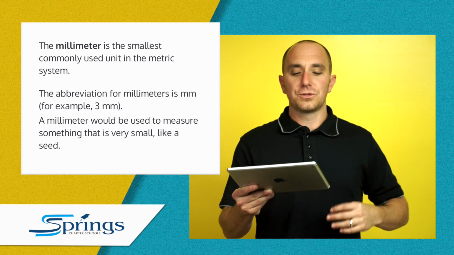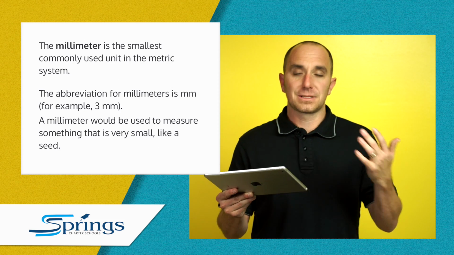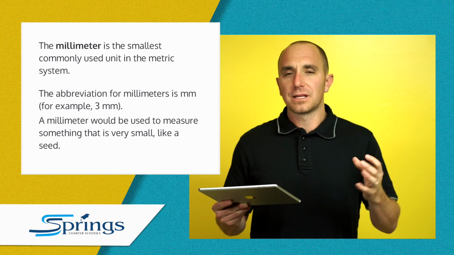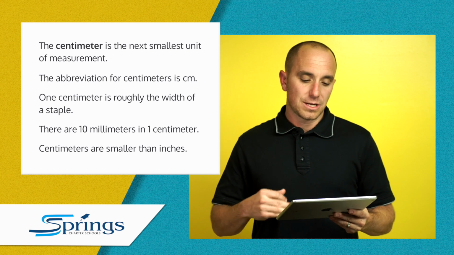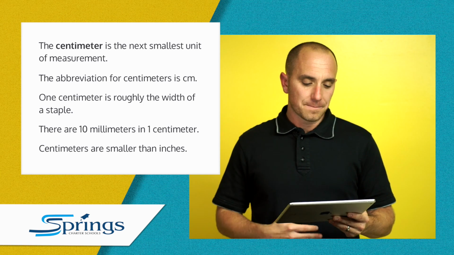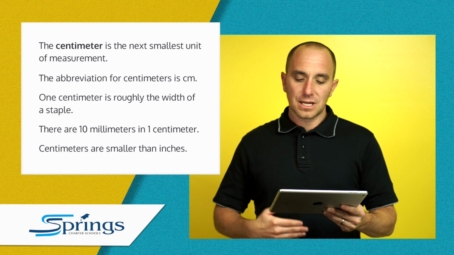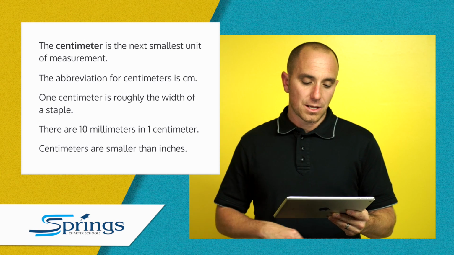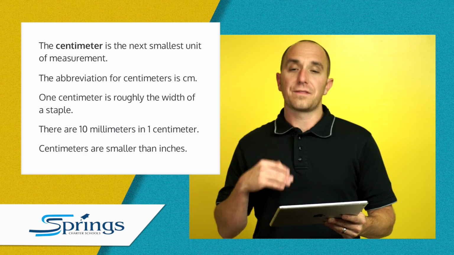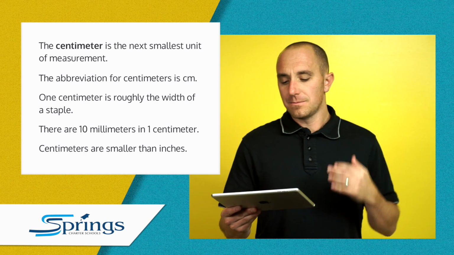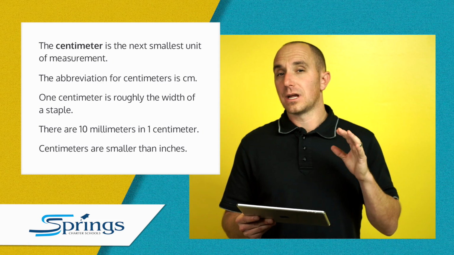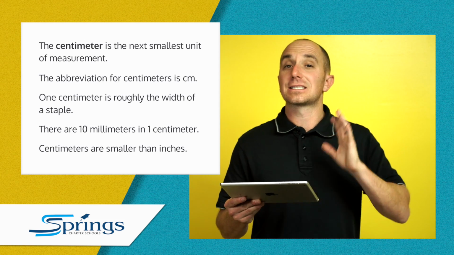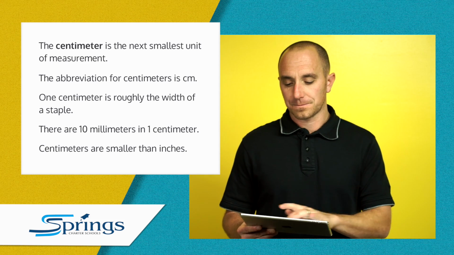A millimeter would be used to measure something that's very small, like a seed or something of that size. Okay, so the centimeter is the next smallest unit of measurement that we use commonly. And the abbreviation for centimeters is cm. So 1 centimeter is roughly the width of a staple. So there are 10 millimeters in 1 centimeter. So centimeters are smaller, and just to kind of give you an idea, centimeters are actually smaller than inches.